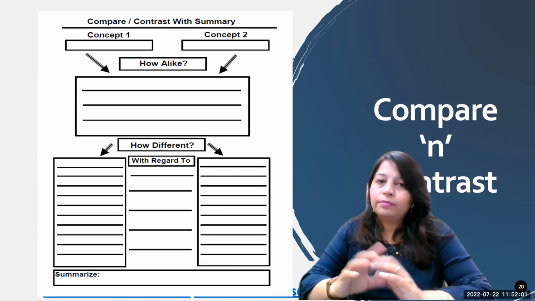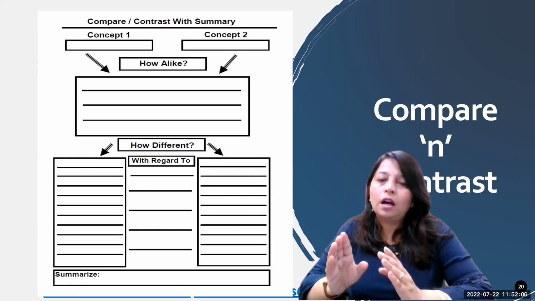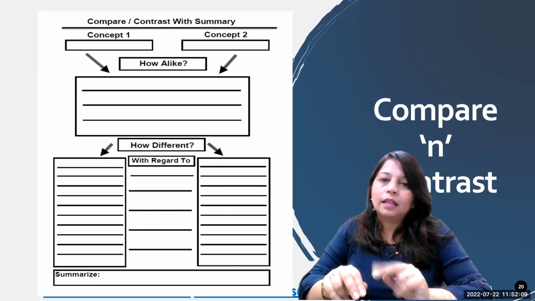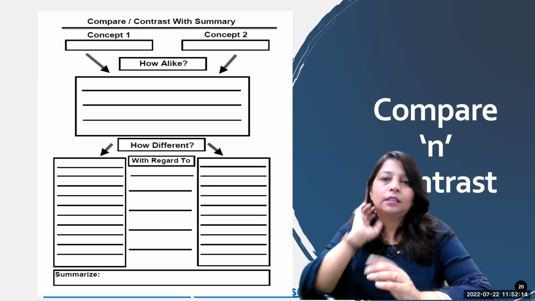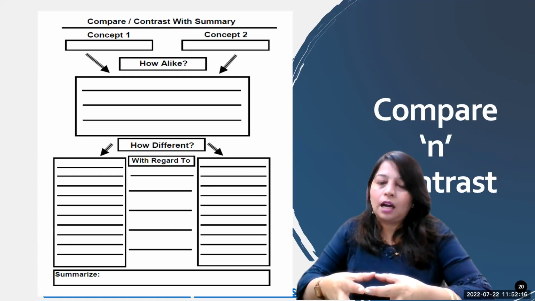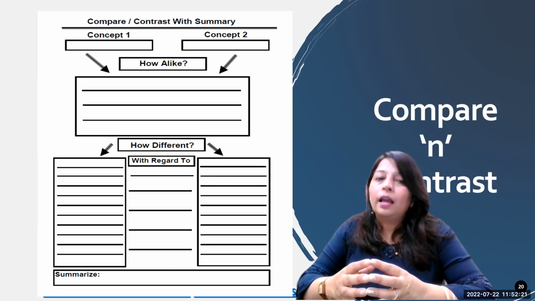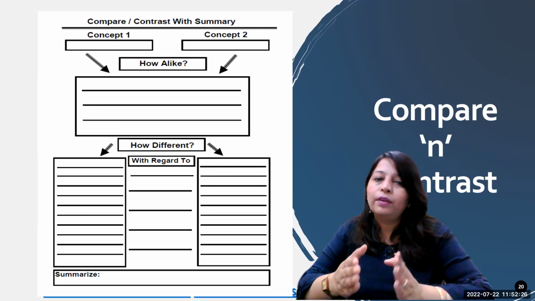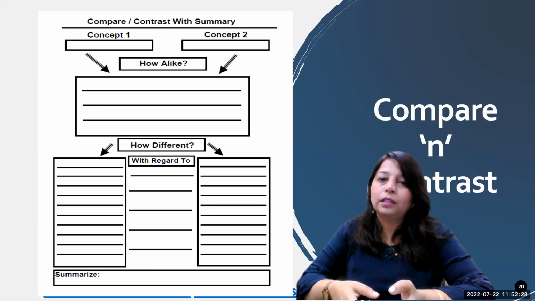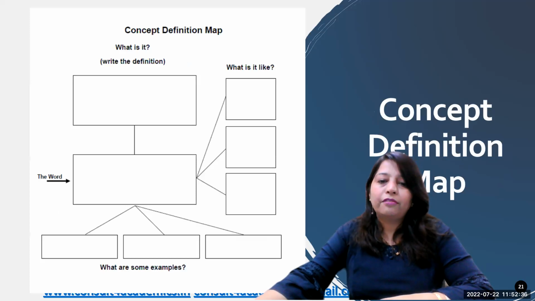In a Venn diagram, which is also used in classes, we ask our students to write the points for two particular topics that we are discussing. They have to write the points of comparison that are similar as well. So this is another format in which children will be able to list how these two concepts are alike and how they are different with regard to what. So they have to mention the parameters here in the place given, and they have to summarize as well, right?